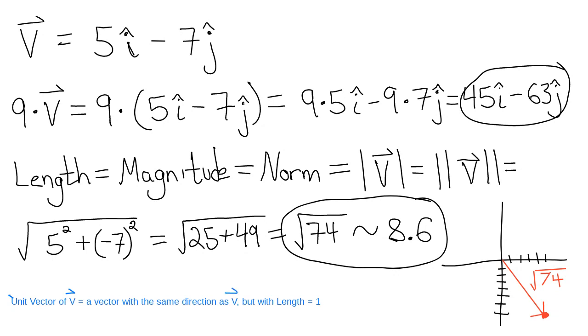And if you want to know how to get this unit vector, I'm going to call it the unit vector of v. You take the vector v and you divide by the length of v. So copy that down. If I'm going to draw it in blue, the unit vector on v is going to be in the same direction, but it's going to have length 1.